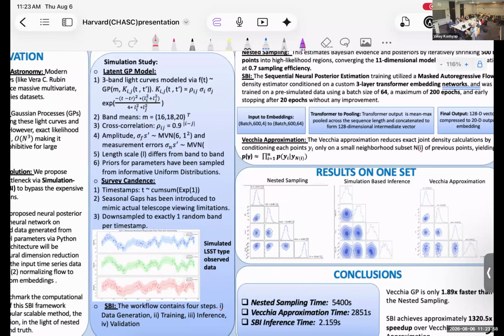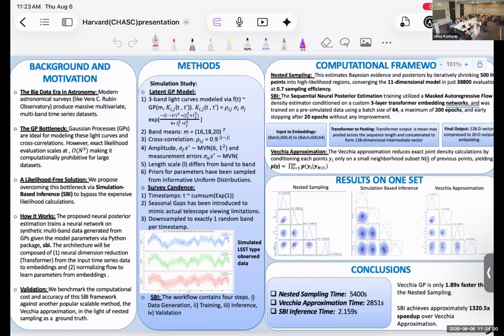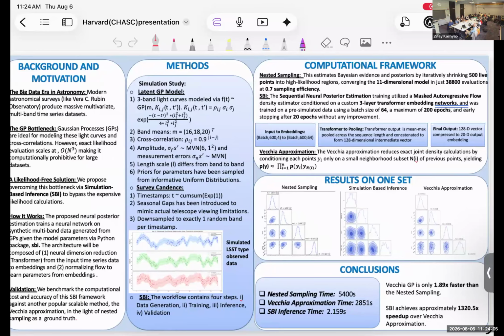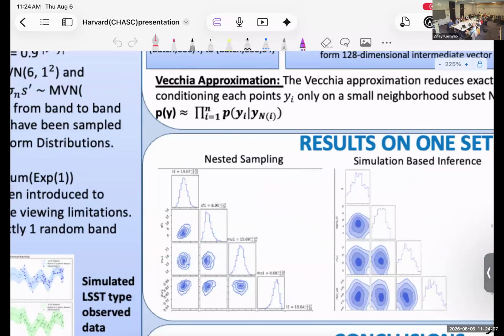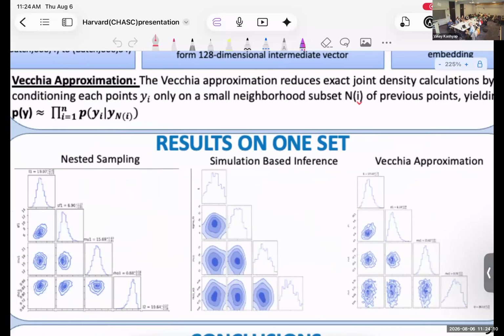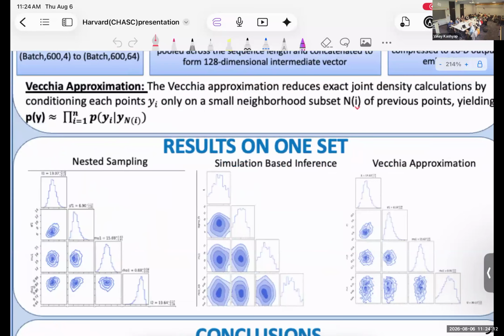So the thing with nested sampling and Vecchia approximation is they could actually get what is going on with the... can you see it now? Yeah, that's good. Okay. So it's the fourth row. The cross correlation function for nested sampling is far better than Vecchia. But for simulation based inference, it's absurd. It was not getting any signal.